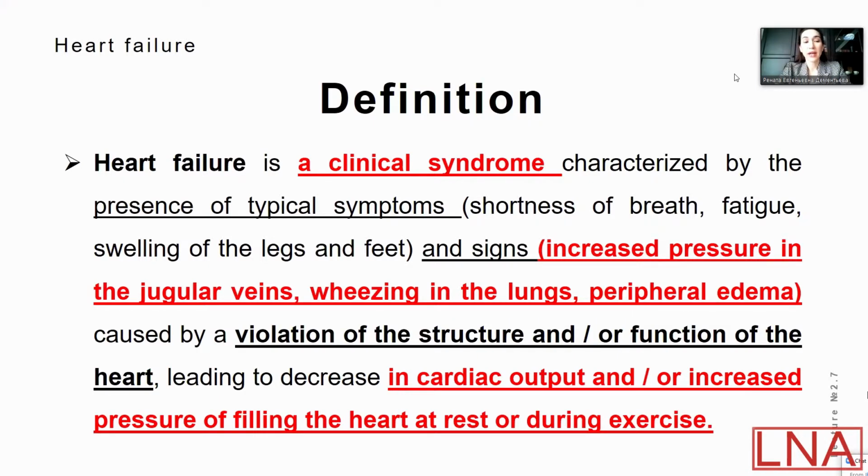And all the signs are caused by abnormalities in the structure and/or function of the heart, leading to a decrease in cardiac output and/or increased filling pressure of the heart at rest or during exercise. So the key problem in the heart is decreasing cardiac output, due to decreasing contractile function and due to increasing end-diastolic pressure in the chambers of the ventricles.